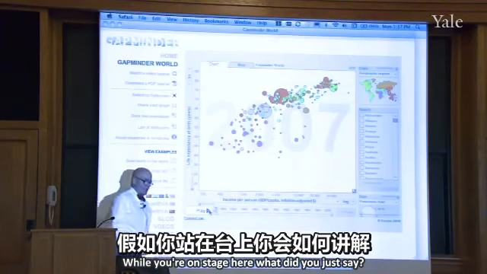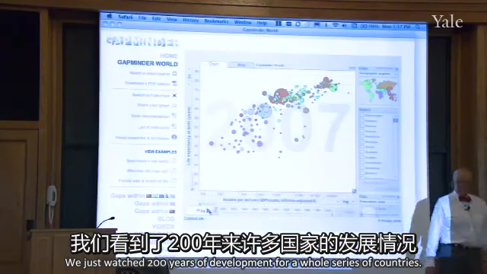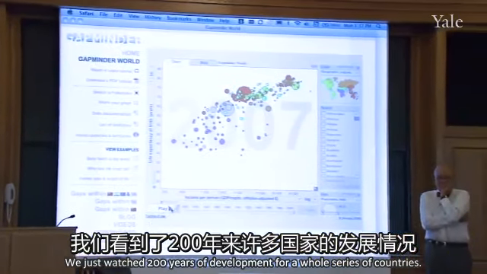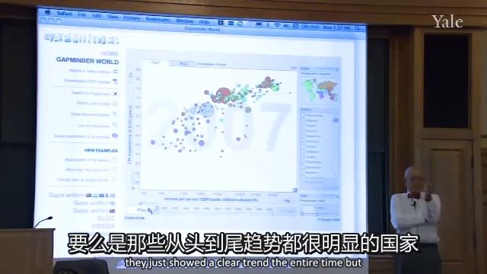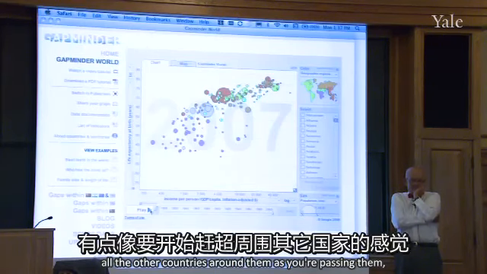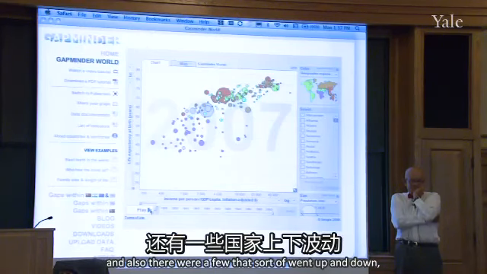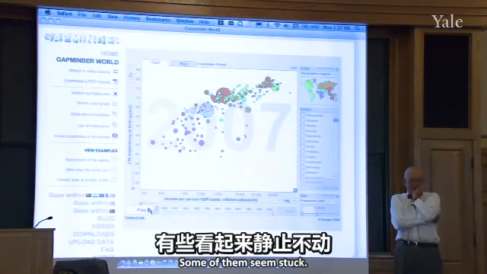While you're on stage here, what did you just see? We just watched 200 years of development for a whole series of countries. It showed a clear trend the entire time. A few yellow balls started overtaking all the other countries around them and surpassing them. And a few just went up and down, pretty much at the exact same income per person for a long period of time, for decades. Some of them seem stuck.